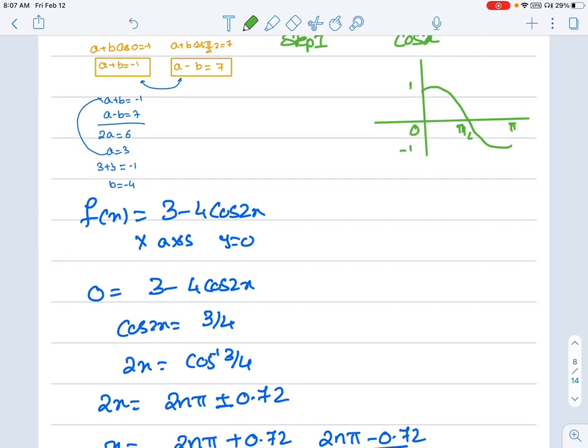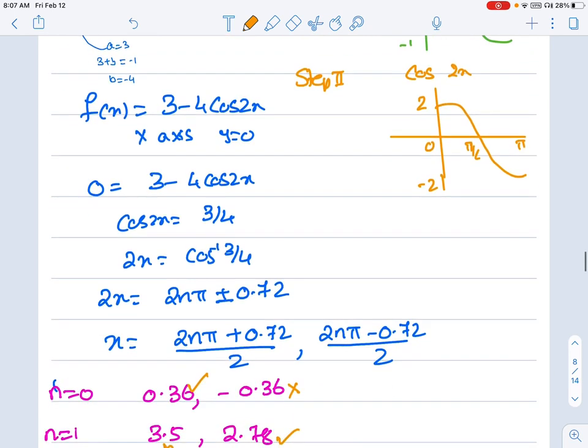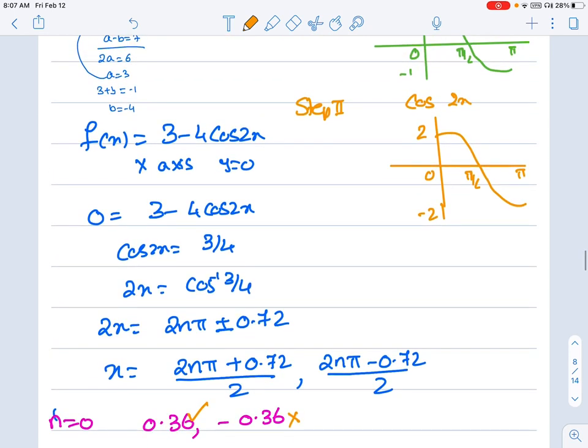Next, step 2: cos 2x. What does it become? It becomes the same shape, but it becomes 2 and minus 2. This becomes 2 and this becomes minus 2. So 0, pi by 2 and pi, cos 2x. Cos pi by 2, cos 0. Next, step 3.